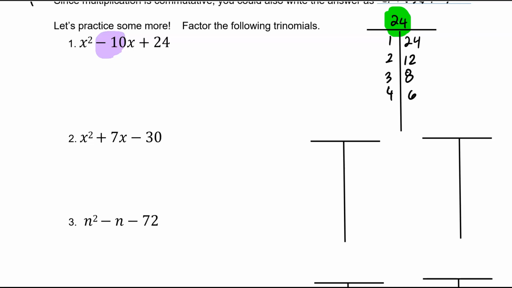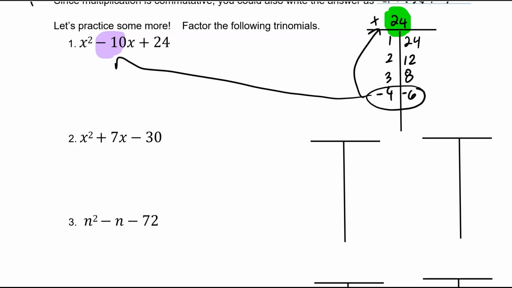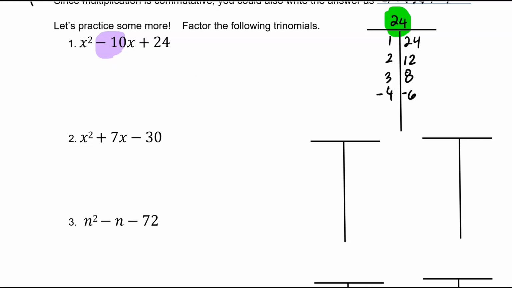So it's sort of like a game of chess, right? It's very strategic. You have to think about integer rules. So it's very important at this stage that you have learned integer rules, because factoring trinomials is all about integer rules. So you would need a negative 4 and a negative 6 in order to multiply to get a positive 24, but at the same time add to get a negative 10x. Again, multiply to get the positive 24, but add to get the negative 10x.